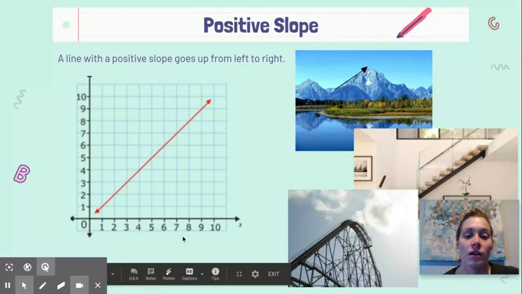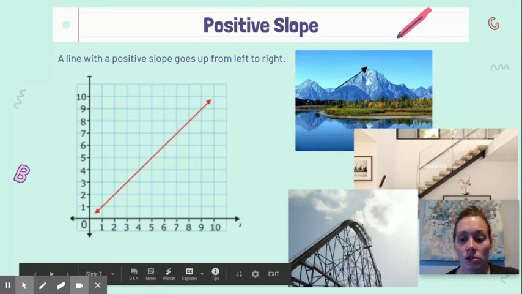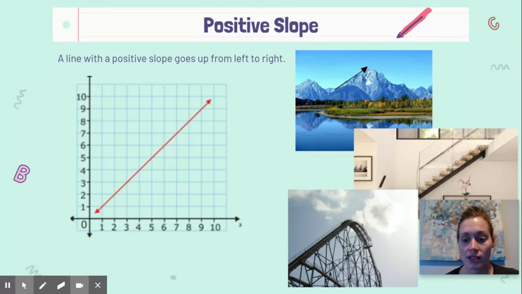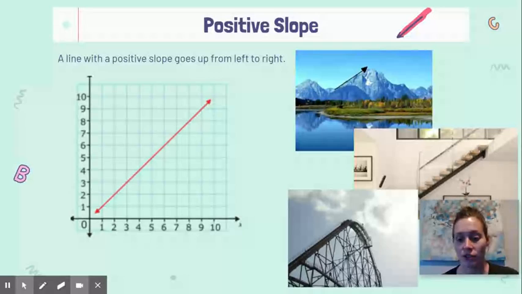So there are 4 different types of slopes that we're going to run into as we're calculating the slope of a line. The first type of slope we're going to see is a positive slope. And we know a line has a positive slope when we see that it's moving up from left to right.